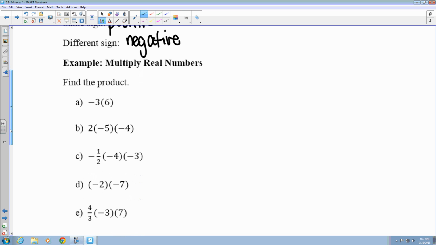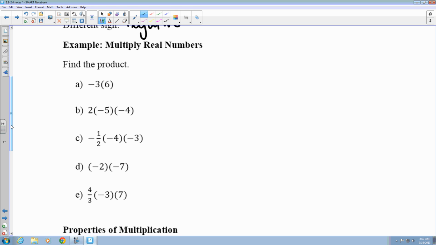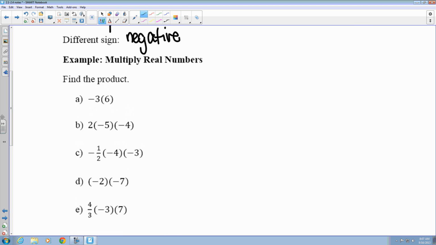So let's go ahead and try some examples. Negative 3 times 6. We know that there's going to be a negative answer because they have different signs, and we can think, okay, 3 times 6 is 18, so our answer is negative 18.